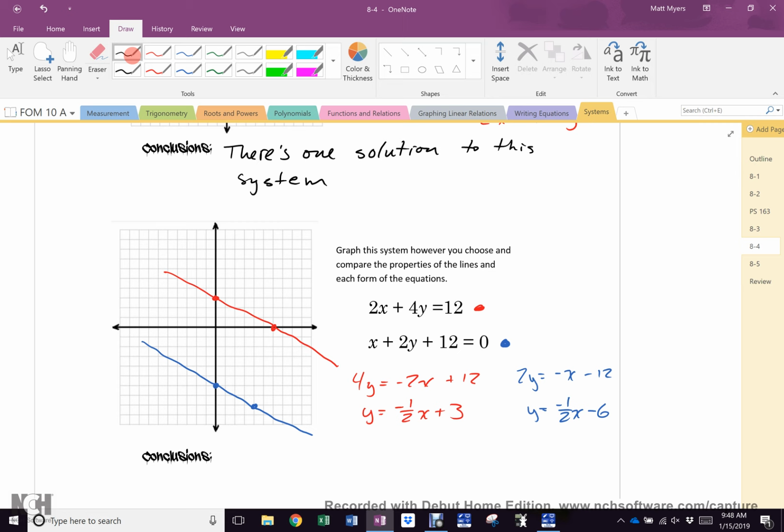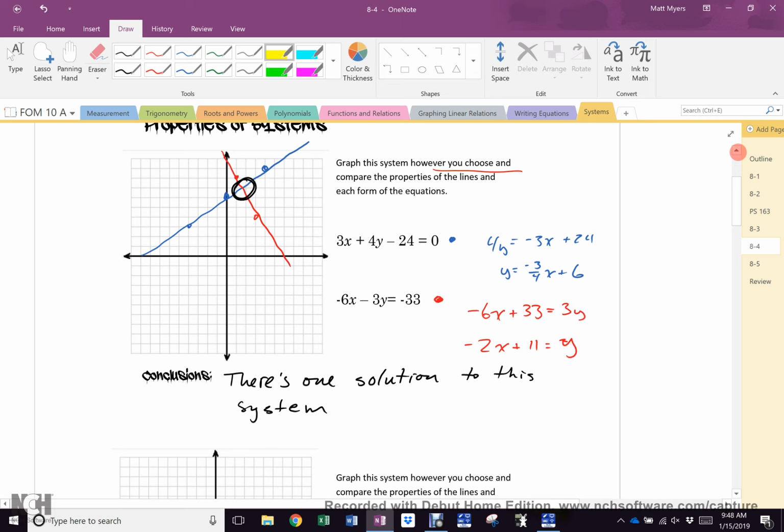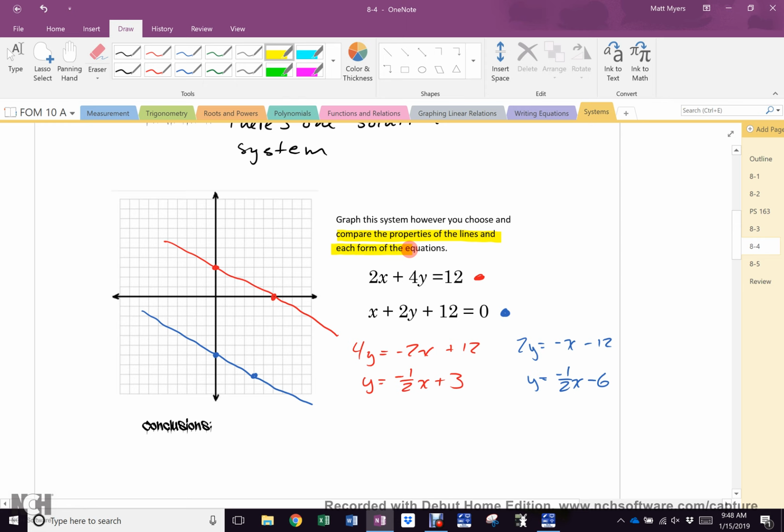These instructions tell us to compare the properties of the line and each form of the equations. What do you see when you compare those two things? Lasse. They are parallel. How did you know that? The slopes are the same. So what did that mean was going to happen here? They're never going to intersect. The equal slopes give us parallel lines.